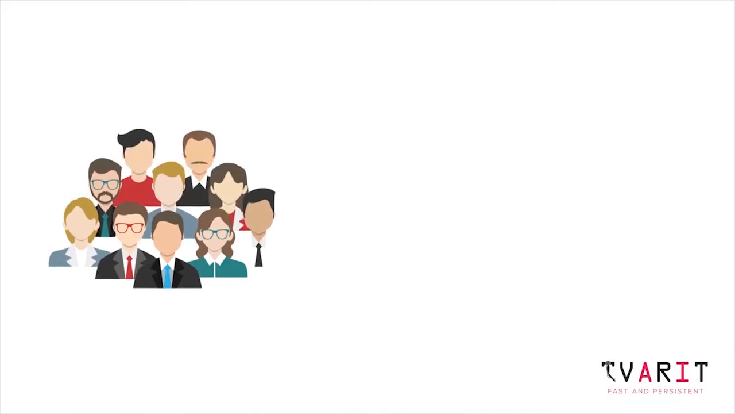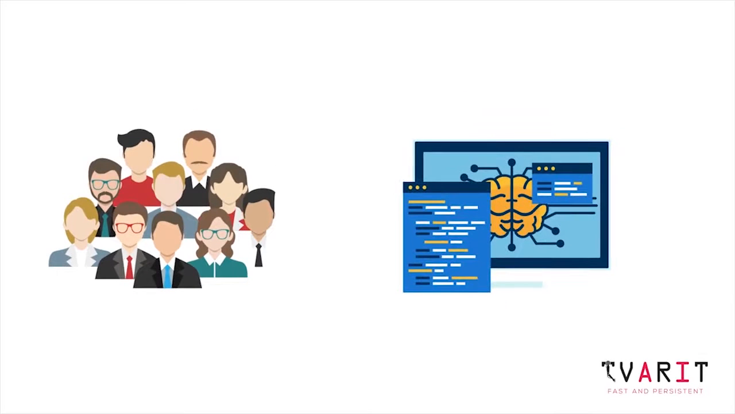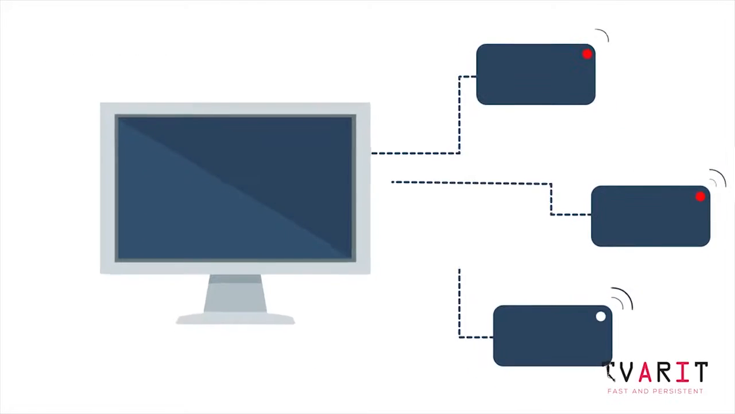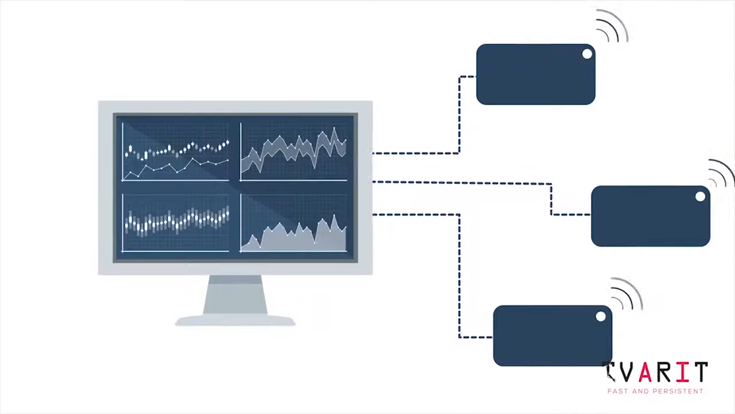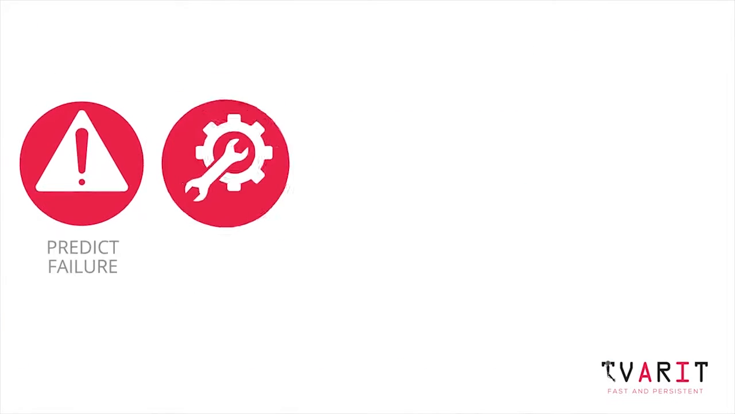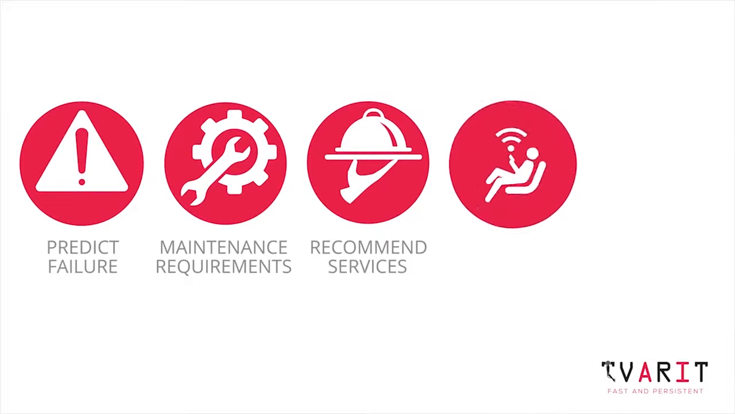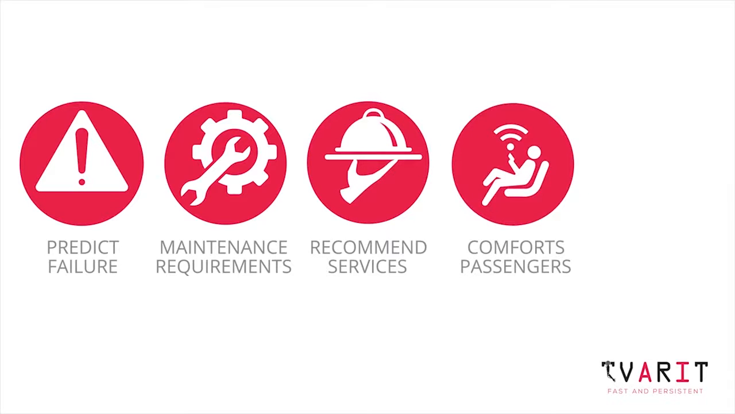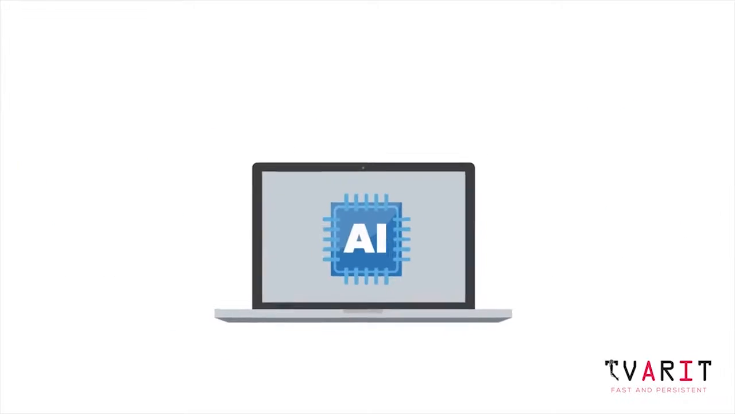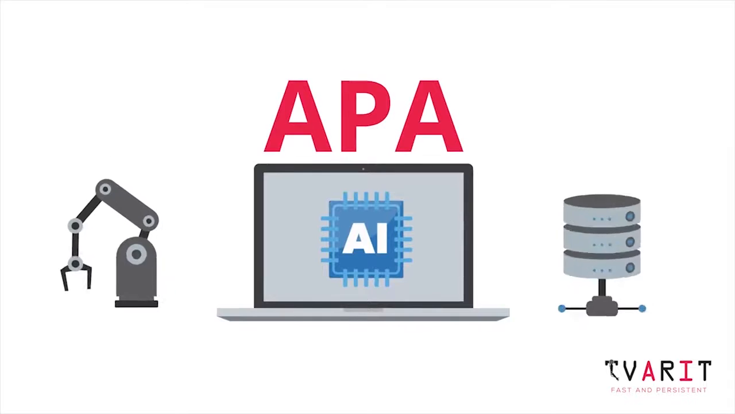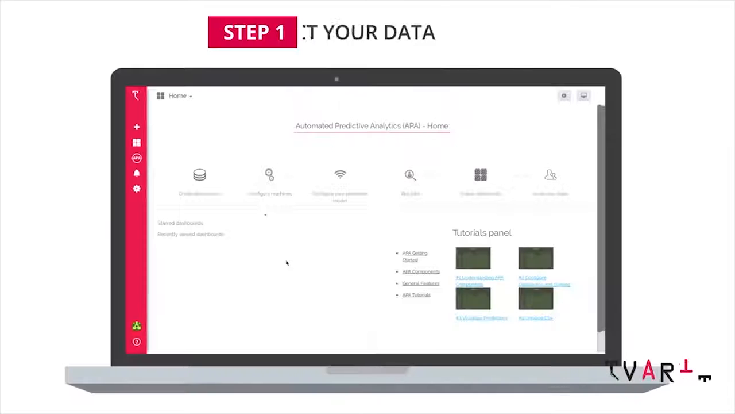Tvarit, with its team of data scientists, has developed AI software which takes domain input as well as all sensor data and builds models which can predict failures, maintenance requirements, recommend personalized services to passengers, improve the comfort of passengers, and most importantly, the safety of passengers. APA has been optimized for machines and sensors specifically.